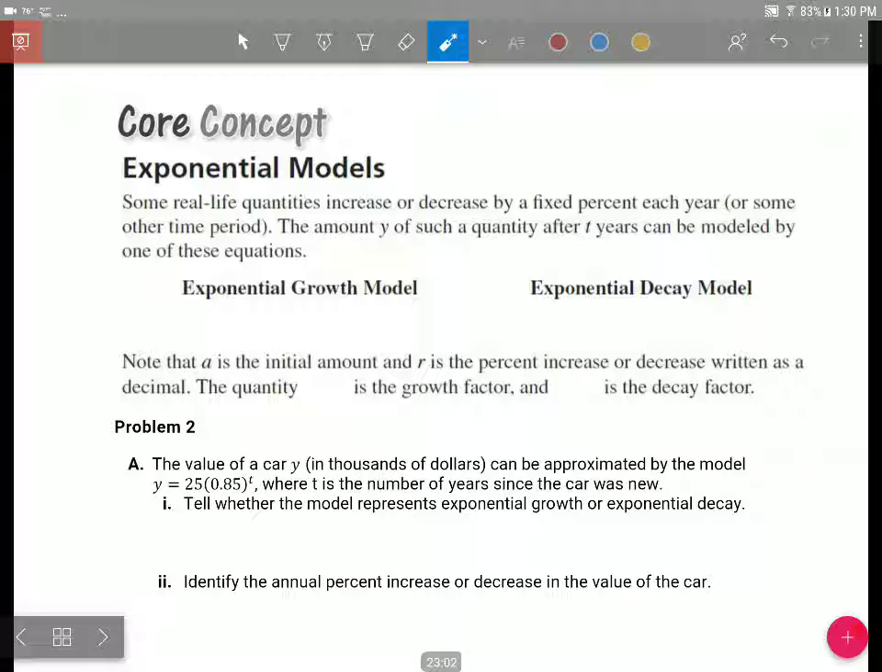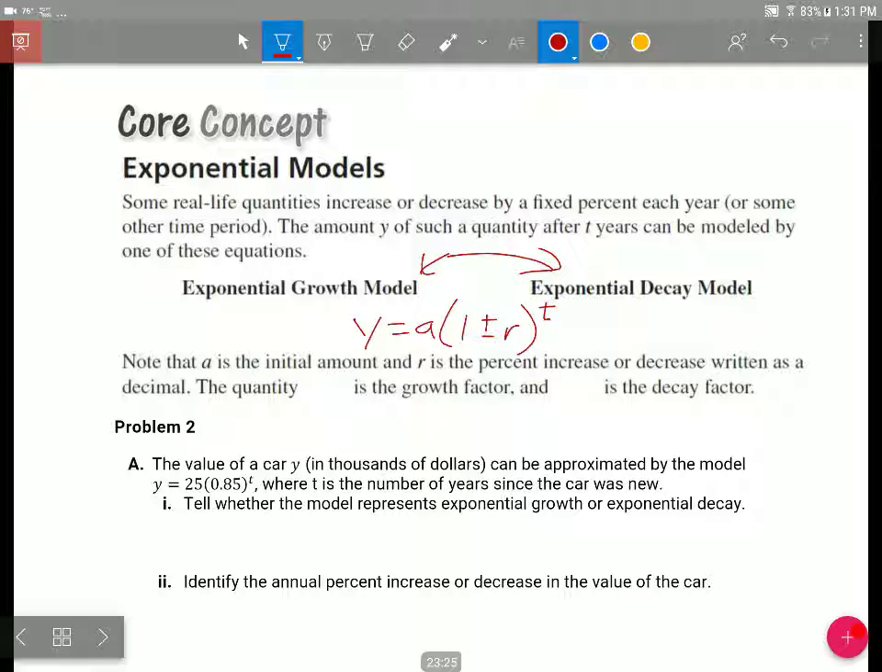All right, here we go. Exponential models. They talk about these as if they're two different models, both a growth model and a decay model. I would honestly tell you they're the same thing. They really are. There's one subtle difference. If I have y equals a parentheses 1 plus or minus r to the t, that is the model.